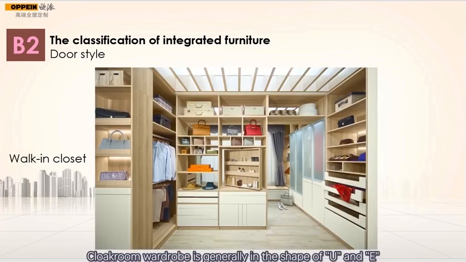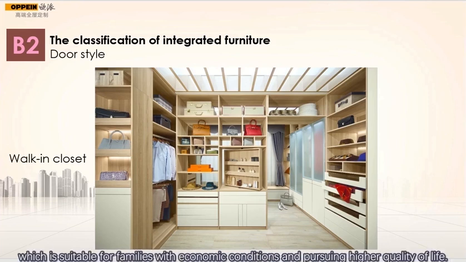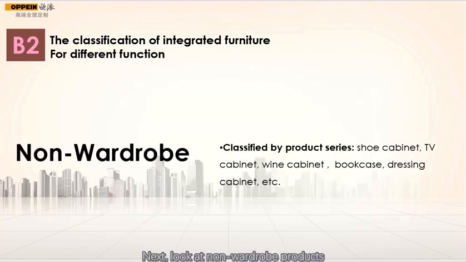Cloakroom wardrobe is generally in the shape of U and E, with various design forms and complete functions, which is suitable for families with economic conditions and pursuing higher quality of life.